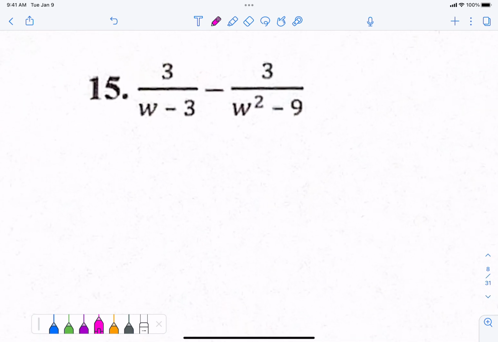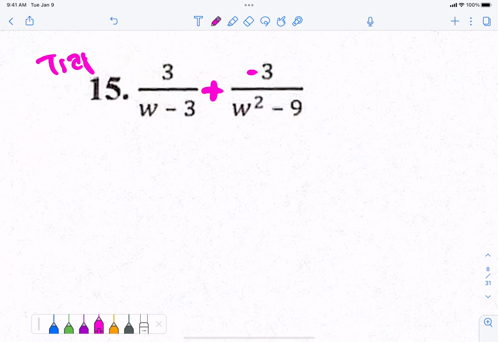Okay, 15. Here's another minus, so I'm going to do plus minus 3. Okay, move that negative up to the 3. All right, these guys are trapped, right? These are trapped denominators. So I have w minus 3 and w squared minus 9. This is a difference of squares. That's the first strategy for trapped: you break him down, right? So if he's a difference of squares, what will it look like?